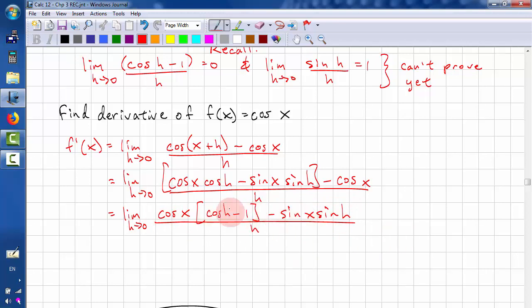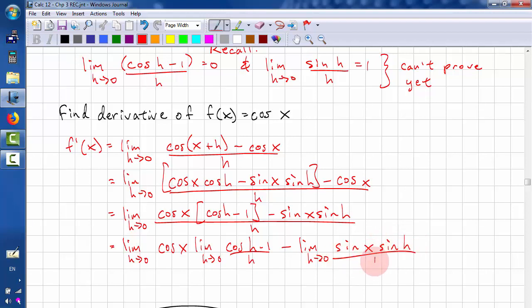Now we want to break these up into separate limits. Limit h goes to 0 of cos x, times the limit h goes to 0 of (cos h minus 1) over h, minus the limit h goes to 0 of sine x sine h over h.